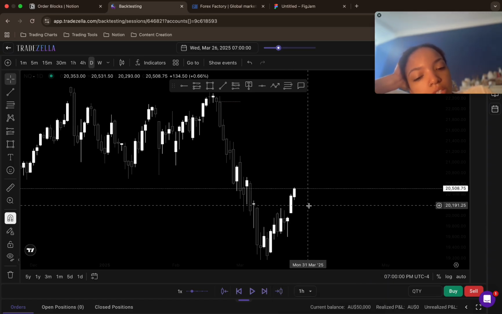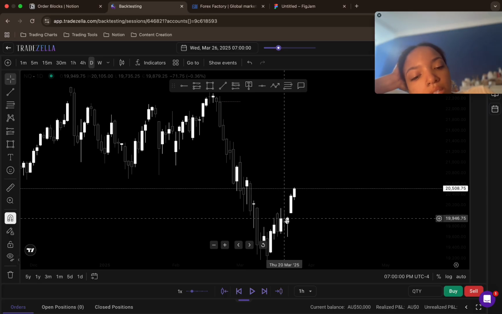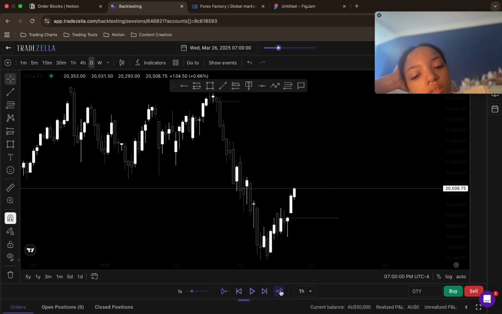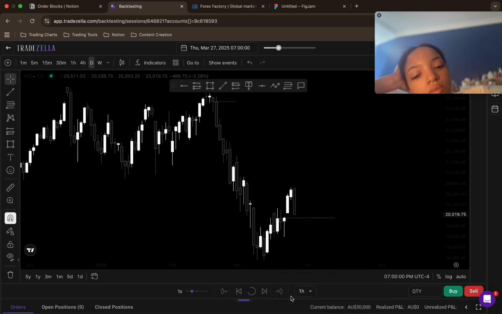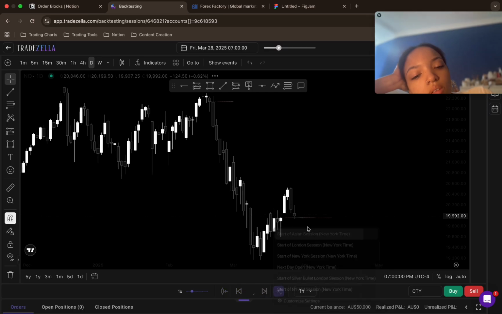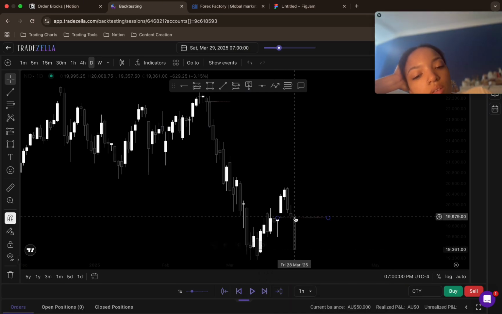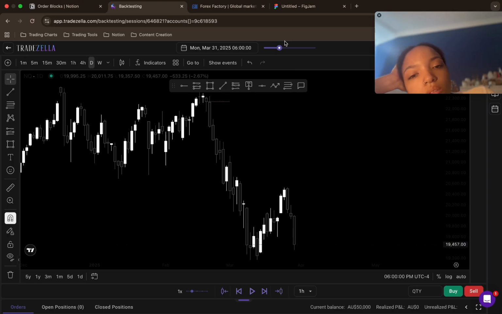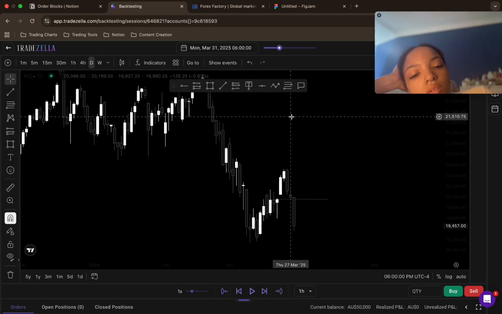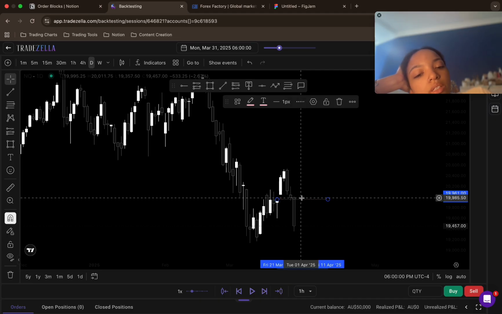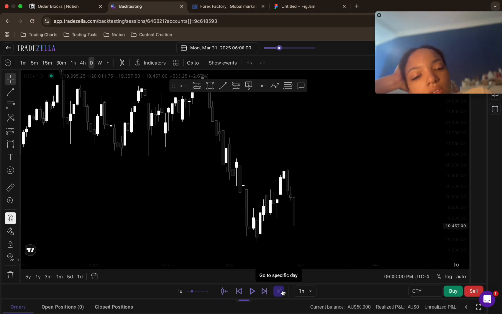Now I've made a breaker structure here. We sweep the liquidity at the low. This potentially could be an area where there's a bullish order block. Okay. No. It's not exactly an order block though, it doesn't look good. Nothing looks good.